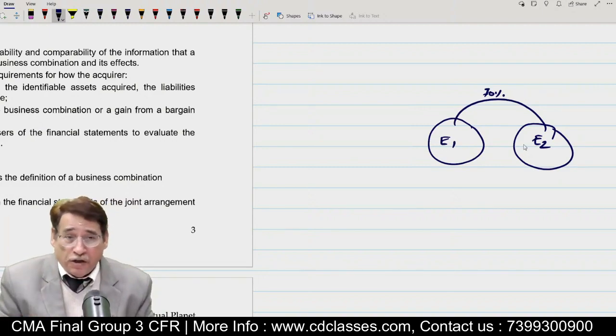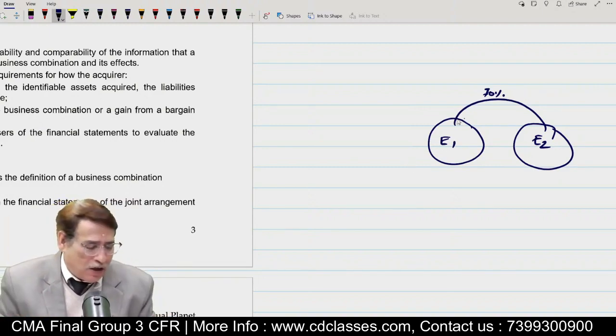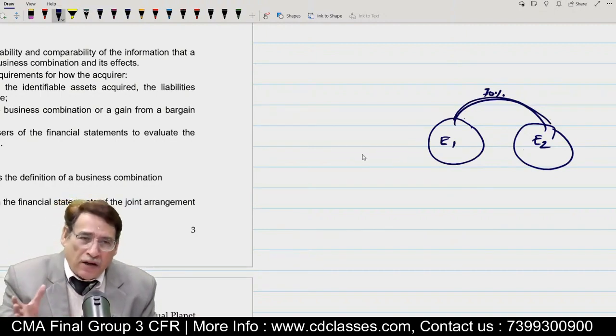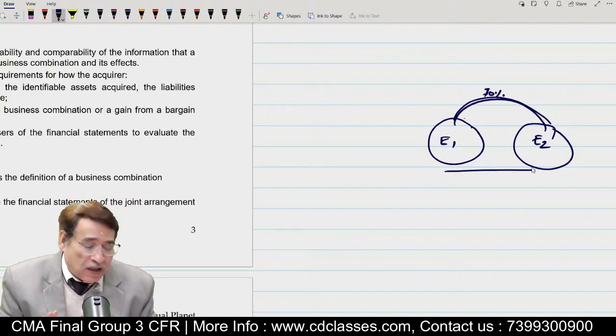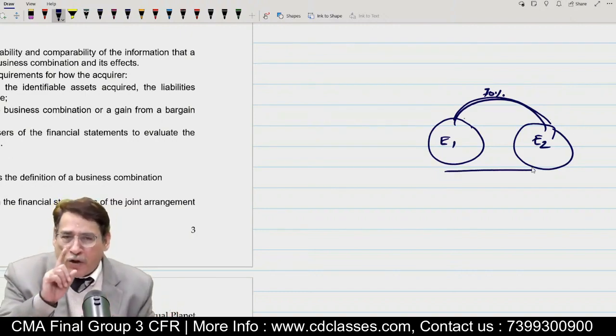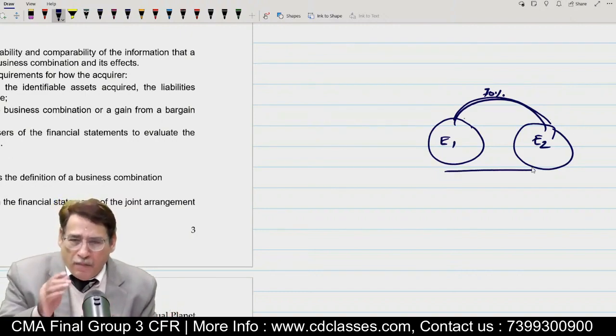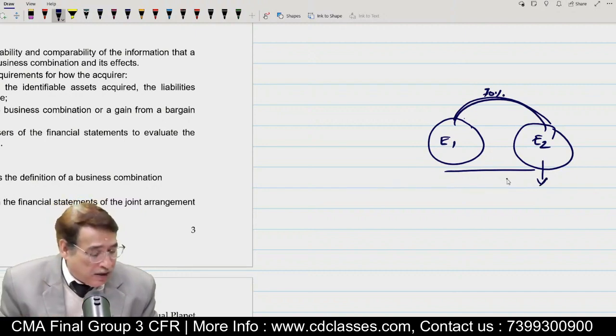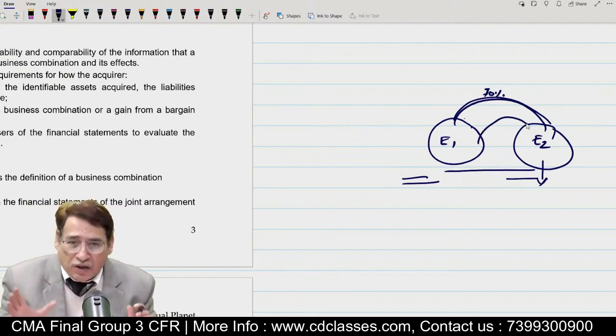Please pay attention here. Whenever we are getting the control over the other entity, either through majority stakes or through agreement, both the entities are still in operation. First of all, don't allow things to unnecessarily move into your mind that the existence of the other entity has finished. No, the other entity is still operating. You are still operating. Only thing is that you are controlling this enterprise. Is it clear to you or not?